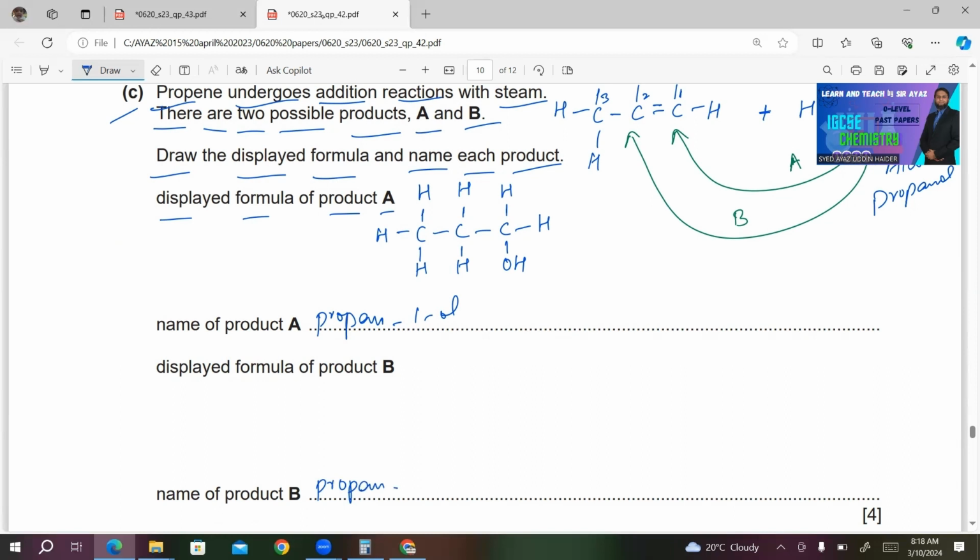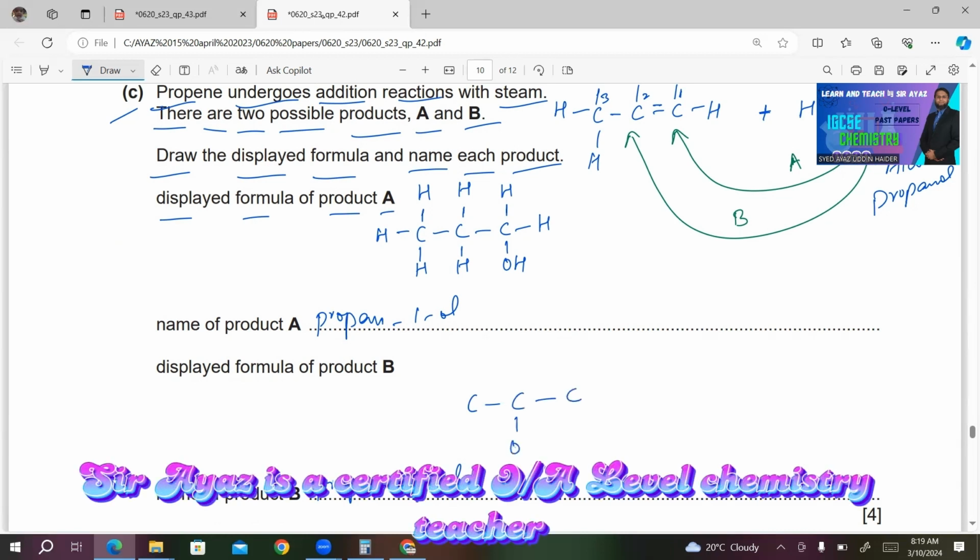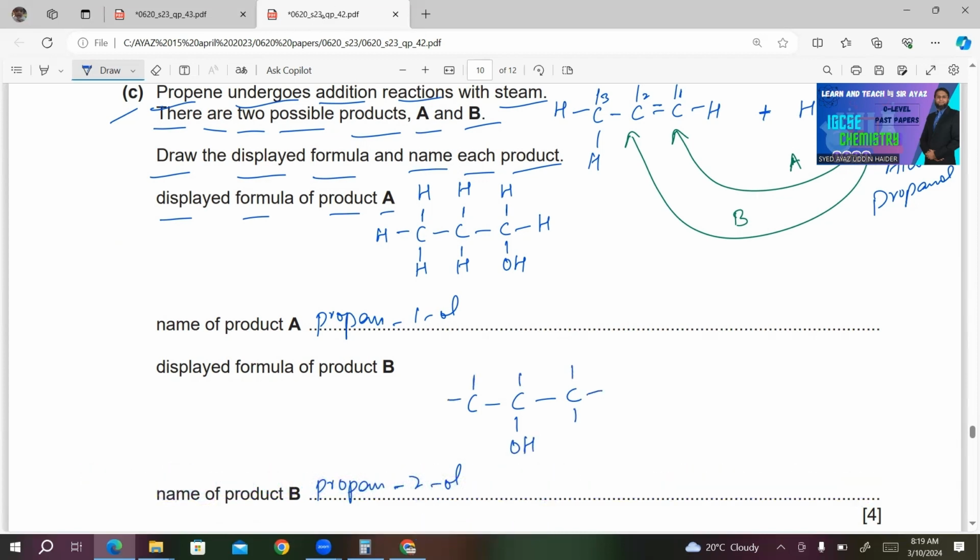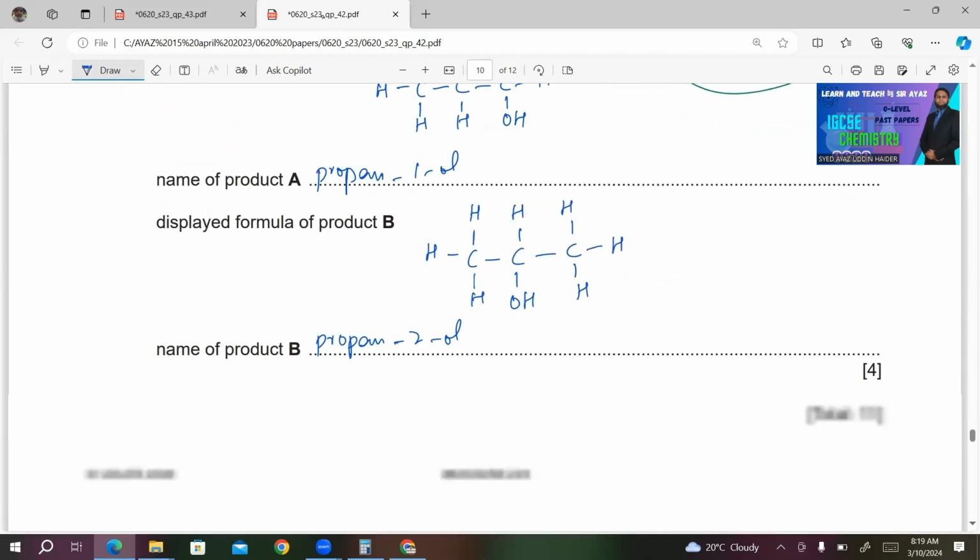Propan-2-ol. Displayed formula will be this: 1, 2, 3. This time I'm attaching OH to the second carbon. It's up to you whether you place it at the bottom or the top of this carbon. I'm saturating the carbon. So this will be the final displayed formula for propan-2-ol.